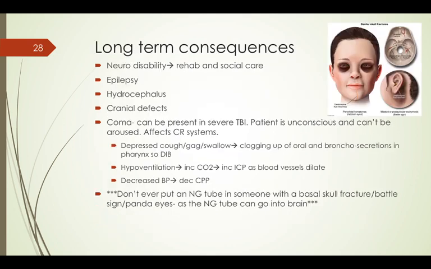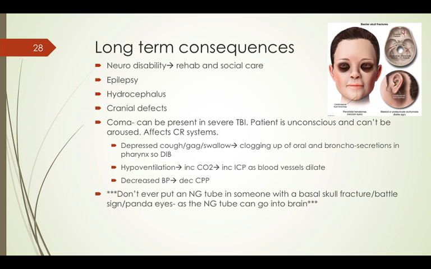The long-term sequelae of a traumatic brain injury. So someone may develop disability, neurological disability to be precise, which may require rehab of some sort. Epilepsy, hydrocephalus, which is basically an accumulation of CSF within the ventricular systems of the brain. Patient may even go into coma.